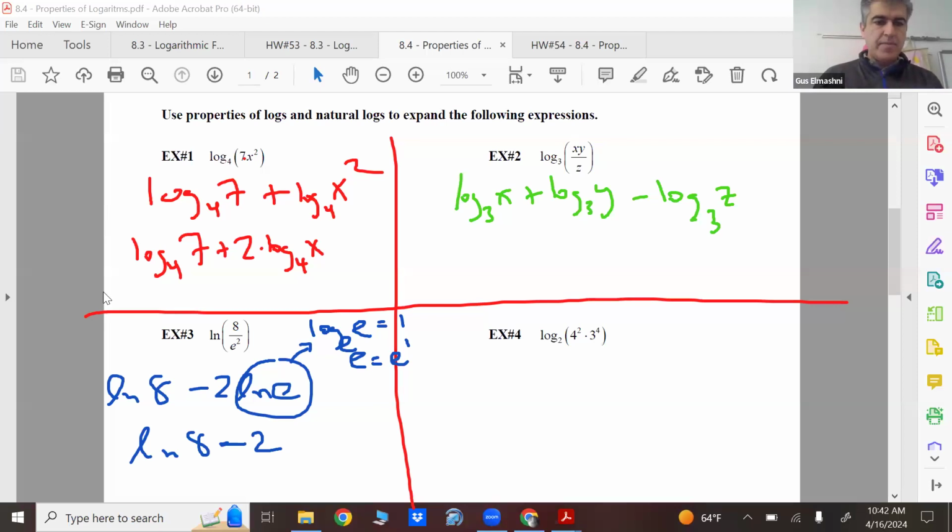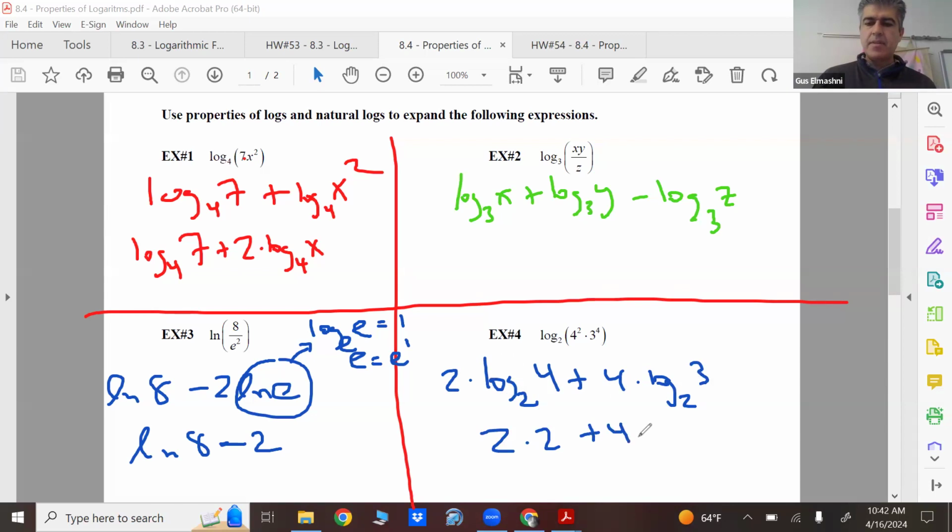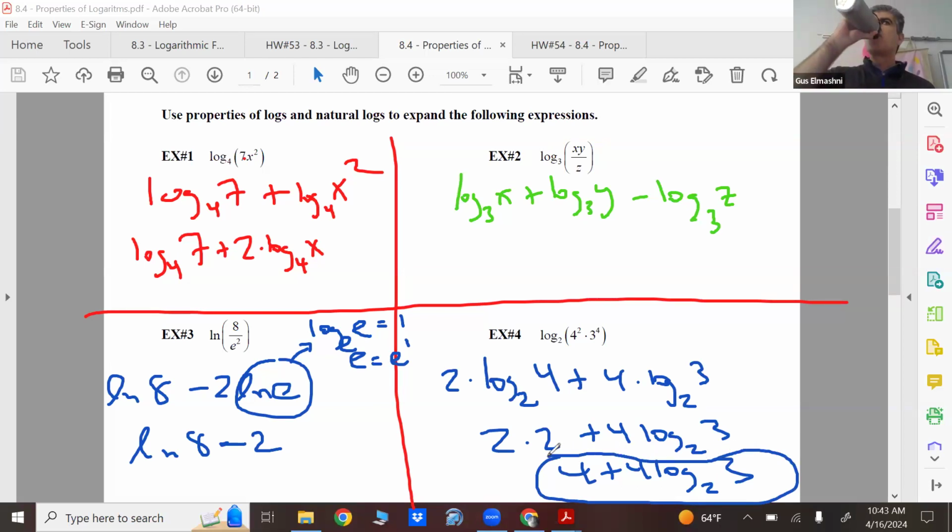And then finally for this one here, log base 2 of 4, I'll move the 2 to the front, plus 4 times log base 2 of 3. What's log base 2 of 4? 2 to what power gets you 4, guys? Right. And there you go. All right, we good?